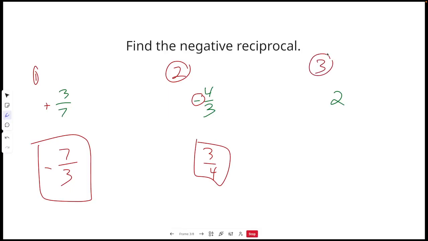Number three. Okay, for this one, how do you flip a whole number? How do you flip just a regular number? Well, you need to remember that this is the same as 2 over 1, right? Any whole number, any regular number can be written divided by 1 over 1. So now you flip it and opposite it, so it needs to be negative now. This is the final answer.